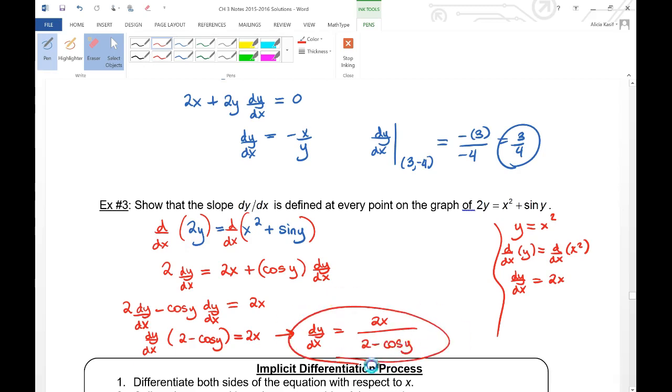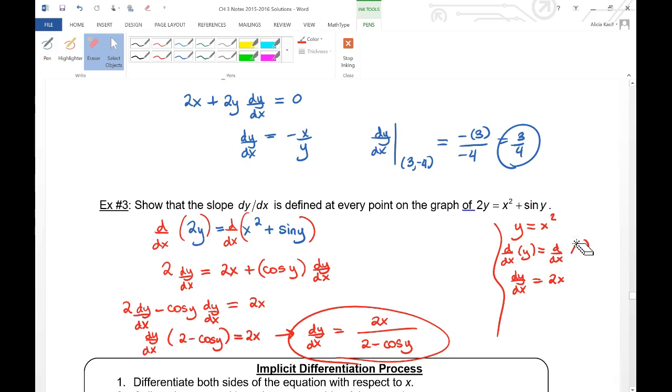How do you know that it's defined at every point? So we found the slope. How do we know this is defined at every point? Cosine can never be greater than 1, sorry. So cosine will never go beyond -1 or 1. So will the denominator ever be equal to 0? No. It's impossible.